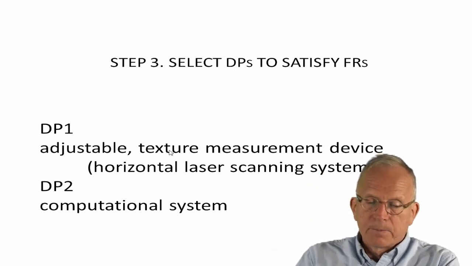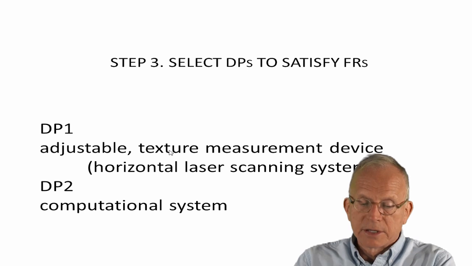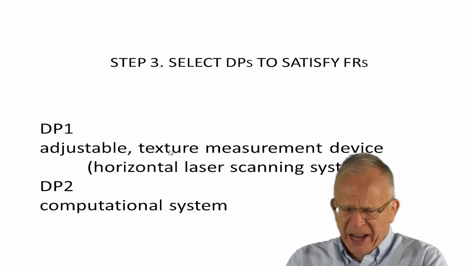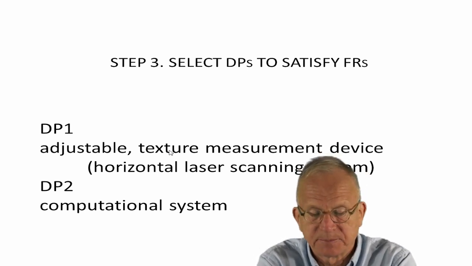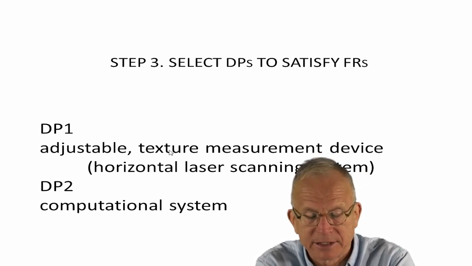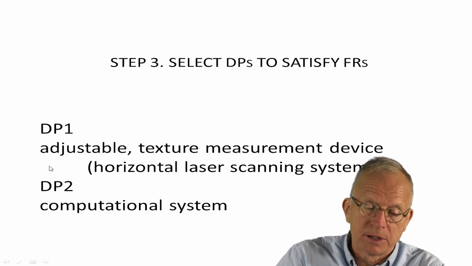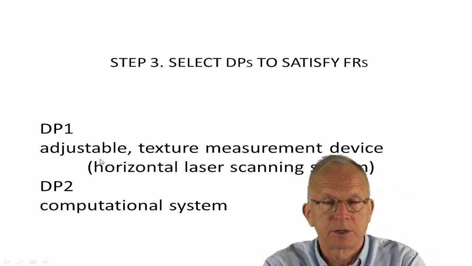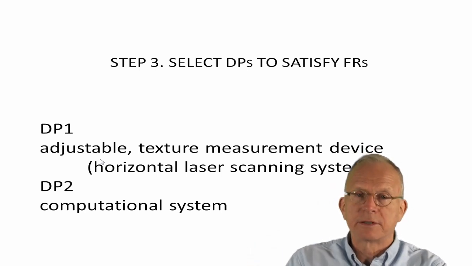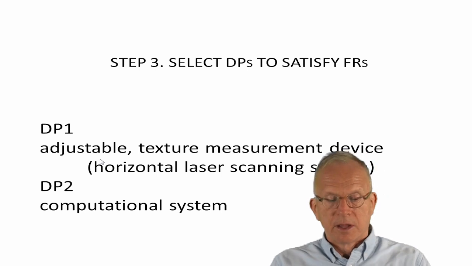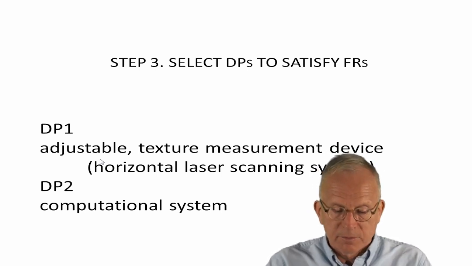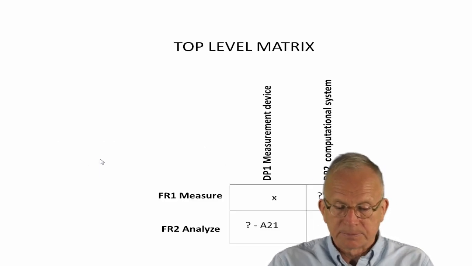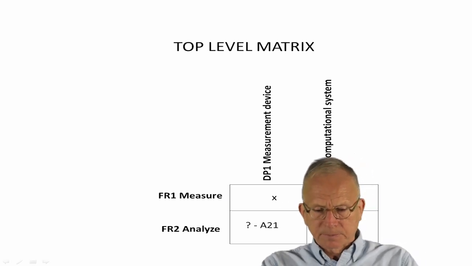So DP1, to satisfy the FRs, would be an adjustable texture measurement device, a horizontal laser scanning system. Now it's important, of course, that it be adjustable because we're doing research and we need to be able to explore different kinds of measurements. So we need an adjustable measurement system. And then we need a computational system for the analysis.